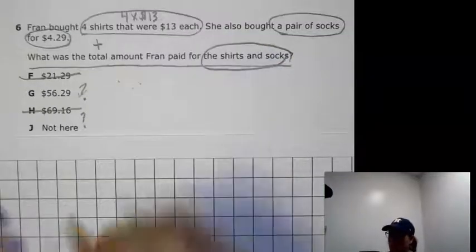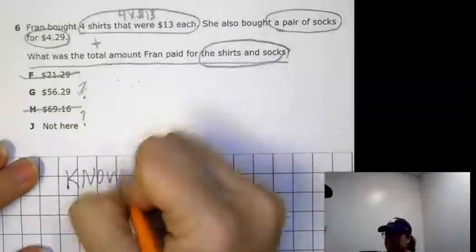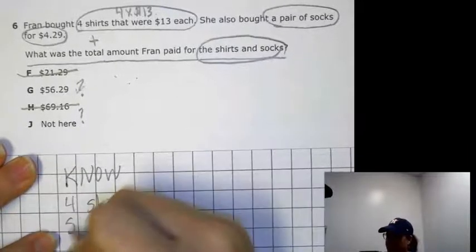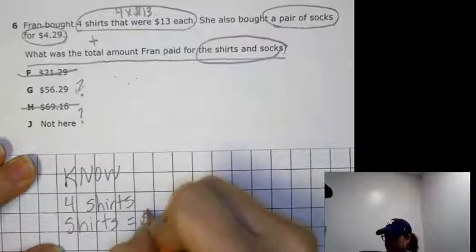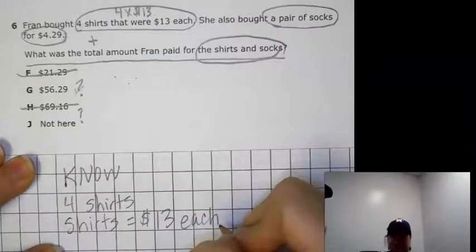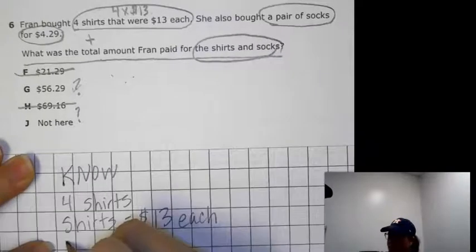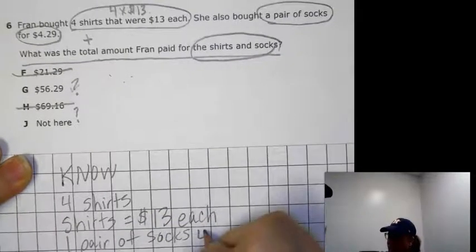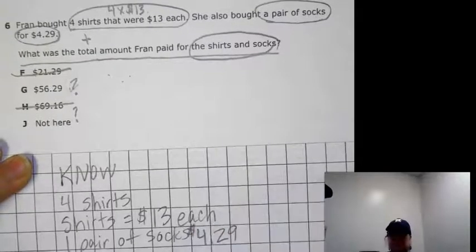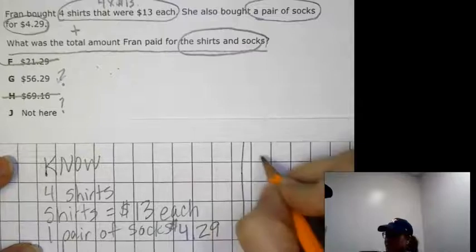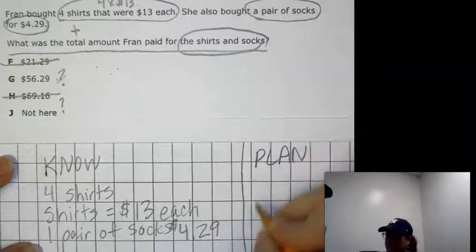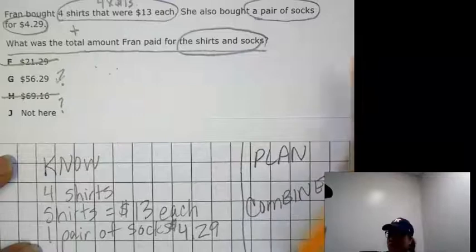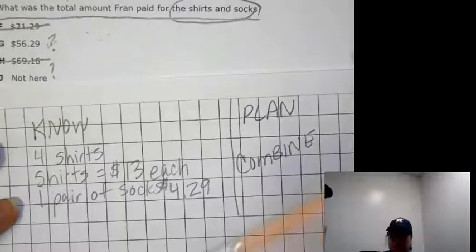Okay, so what do we know? Well, we know that there are 4 shirts and shirts are $13 each. We know that she also buys 1 pair of socks, and those are $4.29. Okay, our plan is to combine the amount paid for the shirts and the amount paid for the socks, right?